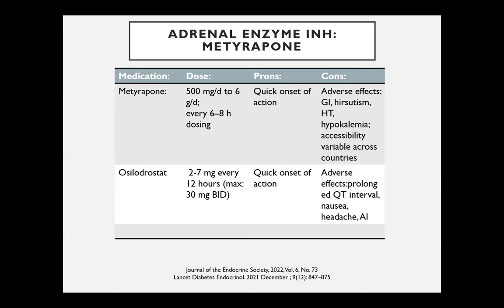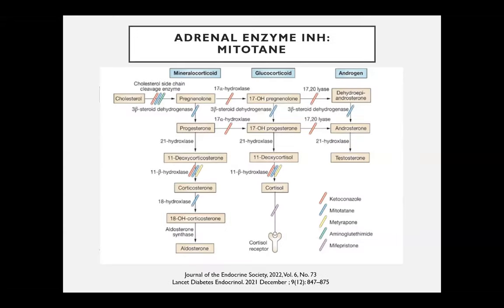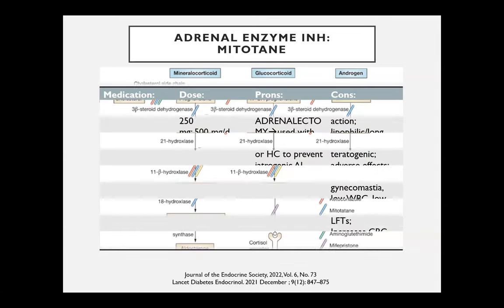Osilodrostat is a new medication. It works similarly to metyrapone. We have one case report that I was able to identify of three patients with ectopic Cushing's that were treated with this medication, and it seems that so far it has been successful. Mitotane is an adrenolytic medication, usually used for the management of adrenocortical carcinoma. However, it has been used for management in patients with ectopic Cushing's, as we can see here with the blue arrow. It works at multiple levels of steroid synthesis.